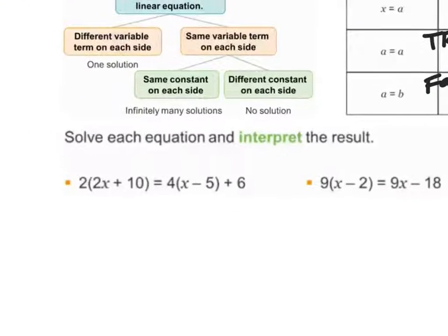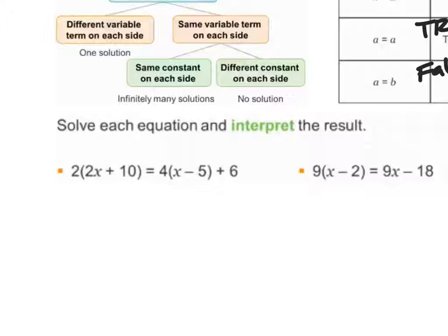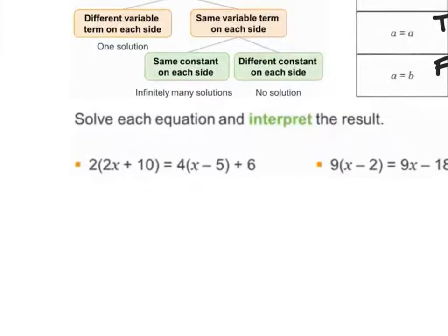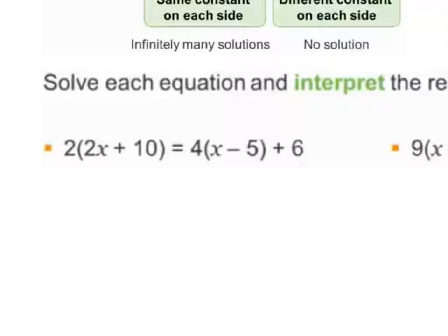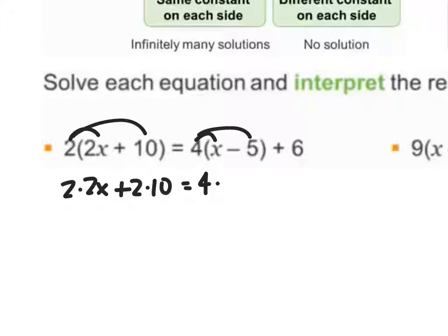What I'm going to do is go through each of these problems to show you what we get. So let's take a look at this first one: 2 times the quantity 2x plus 10 is equal to 4 times the quantity x minus 5, and then plus 6. Let's solve this for x. Same thing: distribute our 2, and then distribute our 4. So we get 2 times 2x plus 2 times 10 is equal to 4 times x plus 4 times negative 5, and then plus 6.